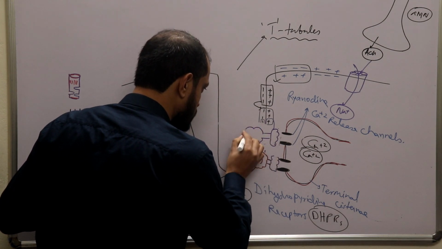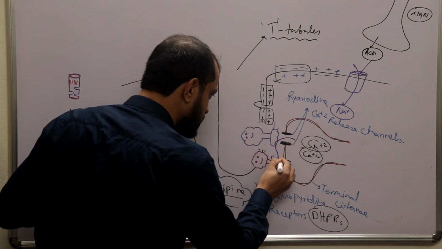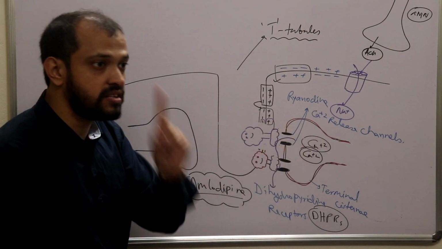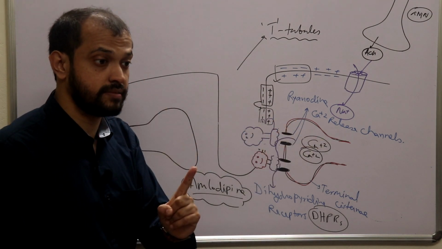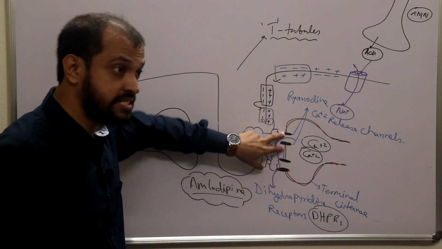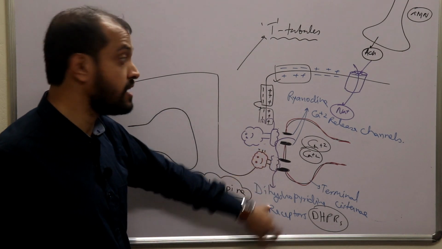Okay, this whole thing will now shift, and calcium will now start leaking from the ryanodine calcium release channel. Now listen with all your attention. You should never forget why this channel and why this receptor have been named dihydropyridine receptor and ryanodine receptor.